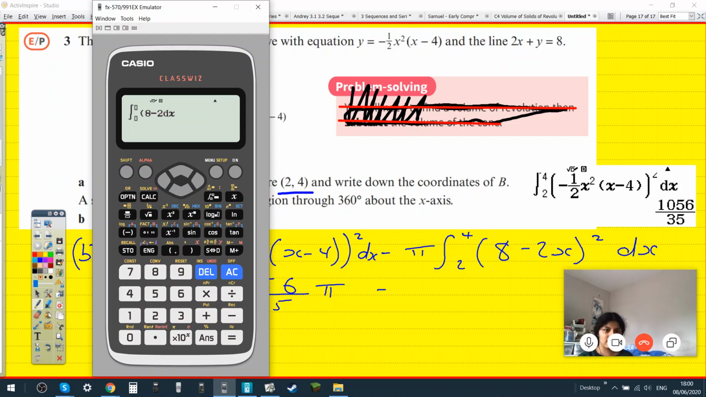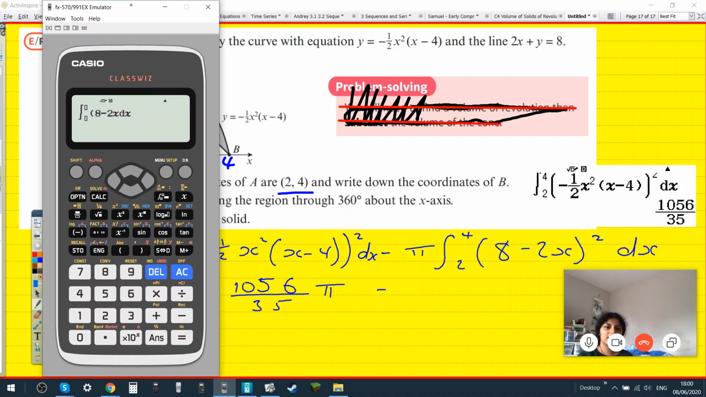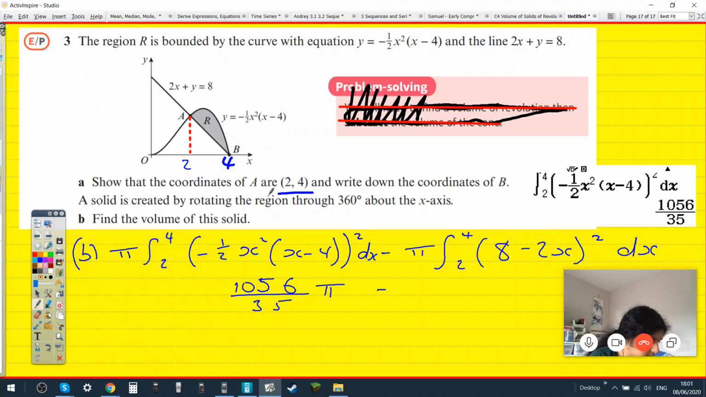916 over 35 pi. Okay. Why is that like crossed out? Why is what, sorry? That thing in that box that says problem solving, why is it all crossed out? Because it tells you how to get the answer. It tells you that you should use subtraction. I'm getting 32 over 3. Did you use pi? Oh, I didn't square it. Never mind. Yeah, it's wrong answer.